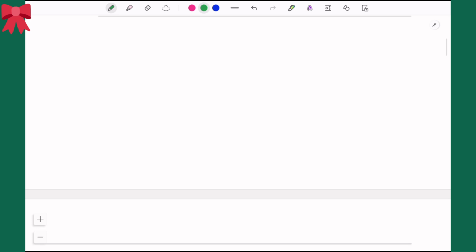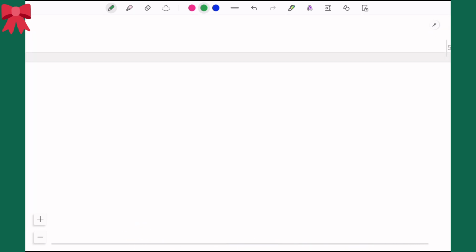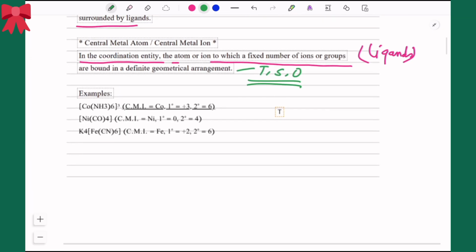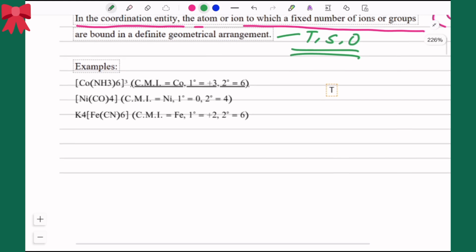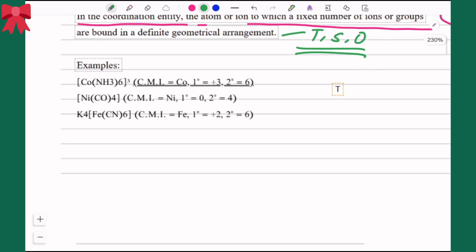Okay, now I have some examples for you. Some interesting questions over here. So here we can see the first example, Co(NH3)6 3+. They're asking you, what is the central metal atom? Of course, cobalt is the central metal atom. What is the ligand? The ligand is ammonia. What is the charge on the ligand? 0. What is the oxidation state of the cobalt? +3. Okay, so what is the primary valency of cobalt?